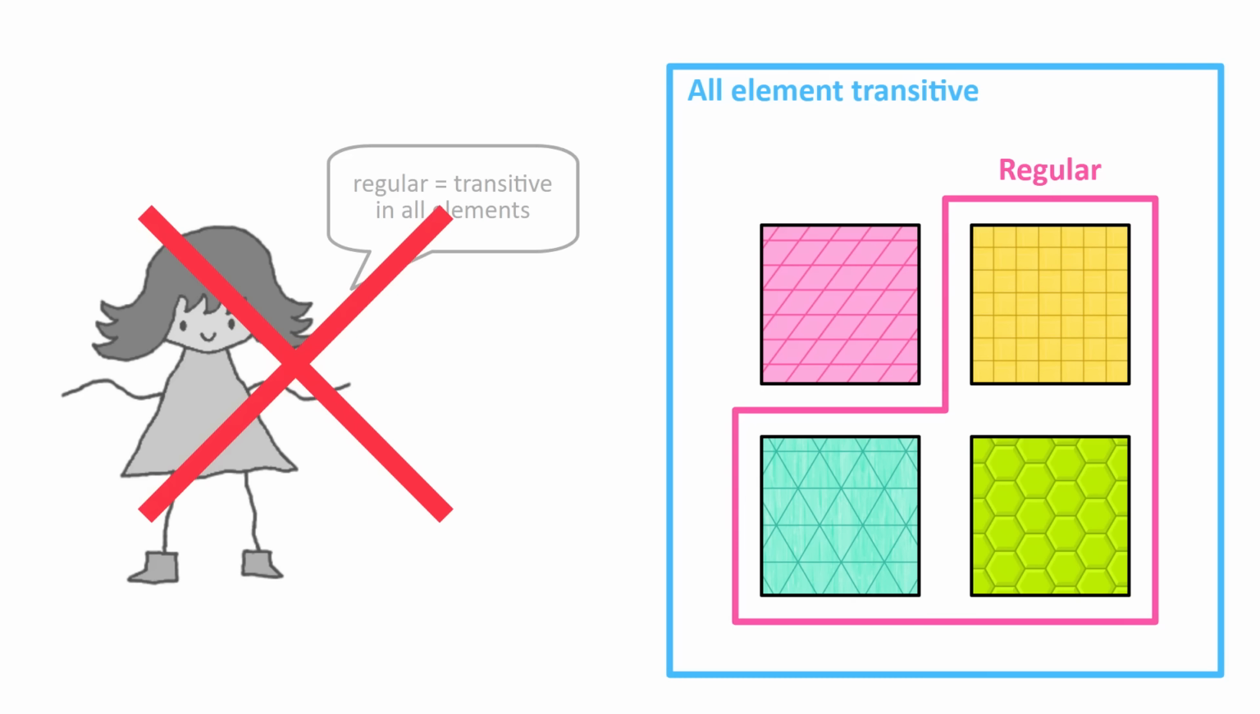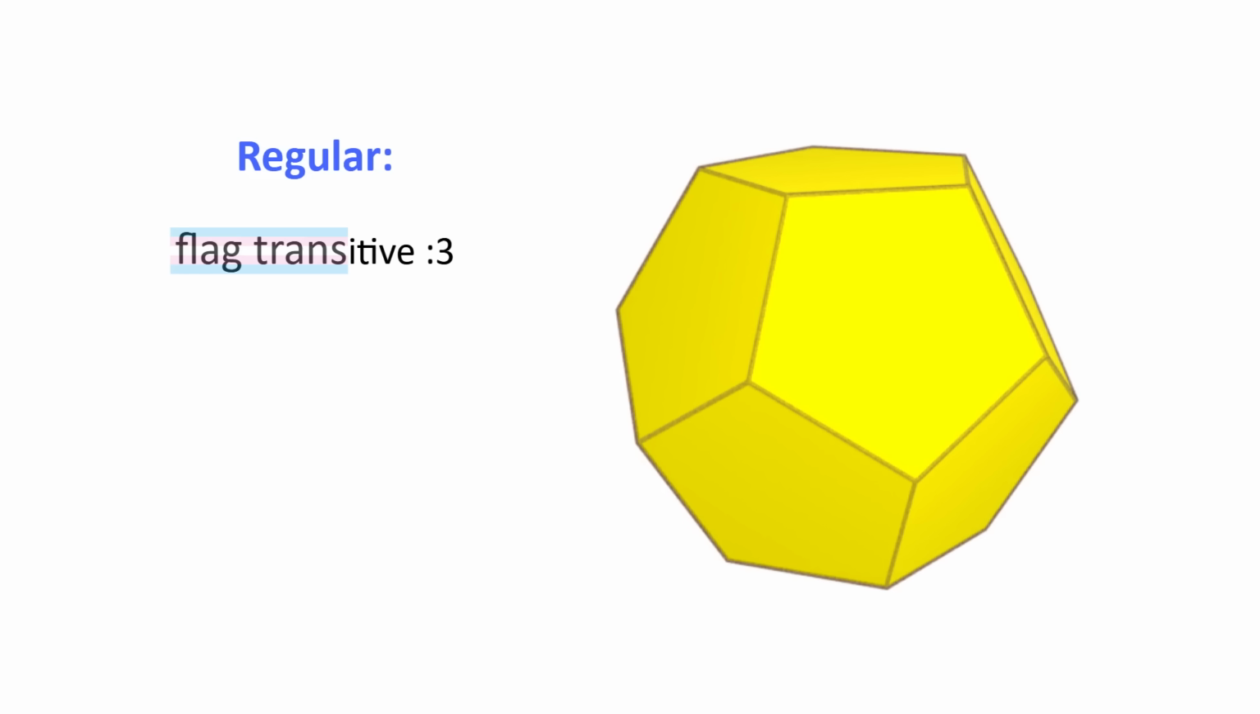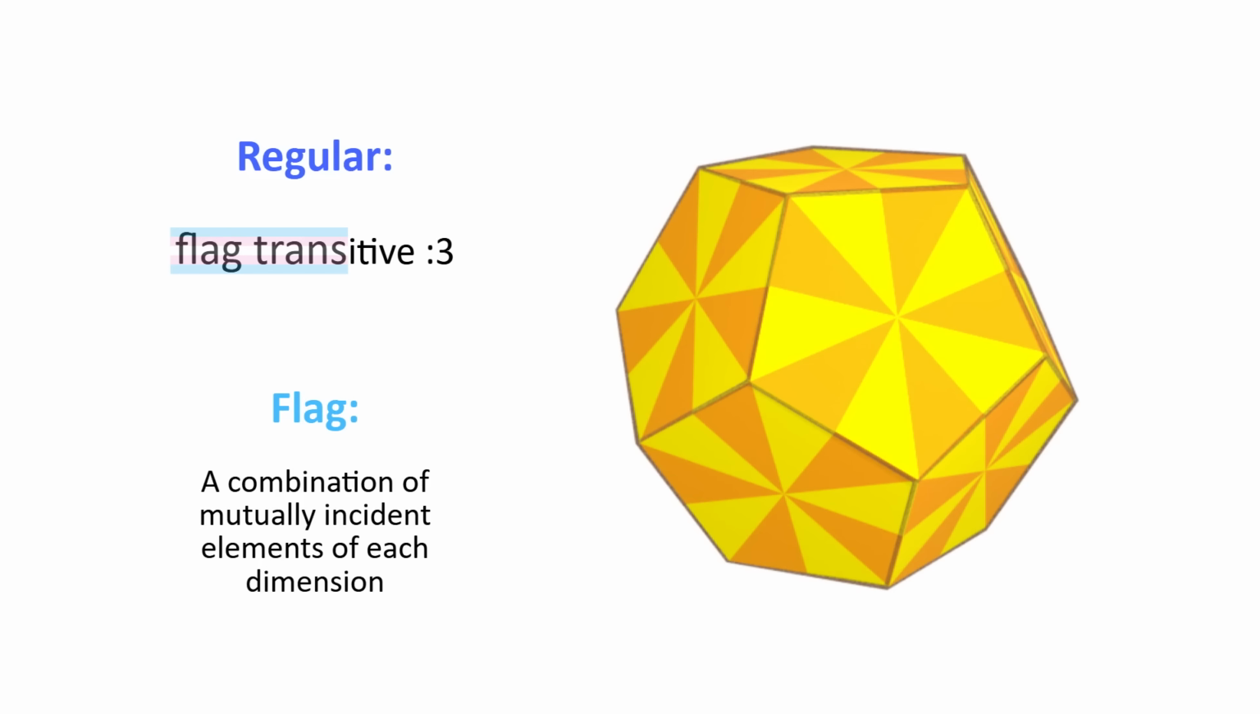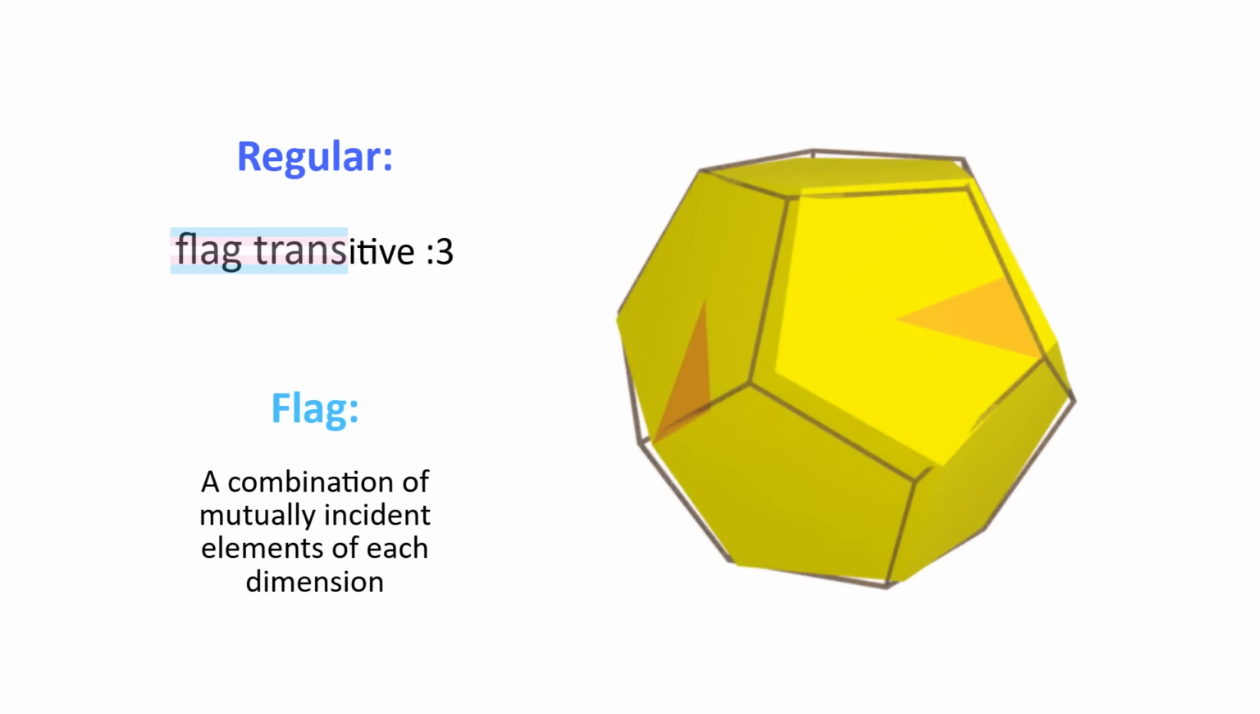For a shape to be regular, it must be flag transitive, where a flag is a combination of mutually incident elements. For example, on the dodecahedron, this face-edge vertex combination is a flag. Polyhedra flags are often represented by triangles like this. And keep in mind, the color distinction is merely a visual aid and isn't present in the actual polyhedron. Since any flag can be mapped to any other without changing it, this dodecahedron is flag transitive and therefore regular.